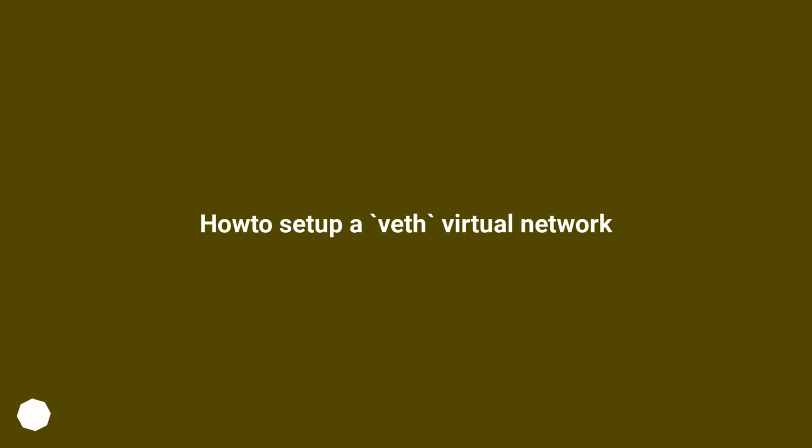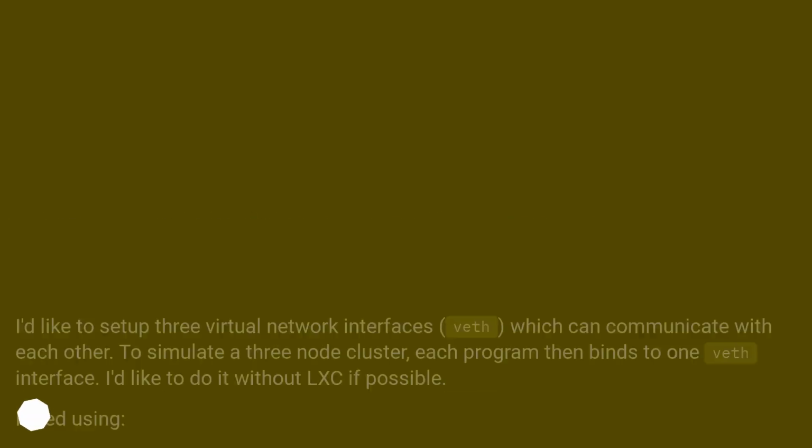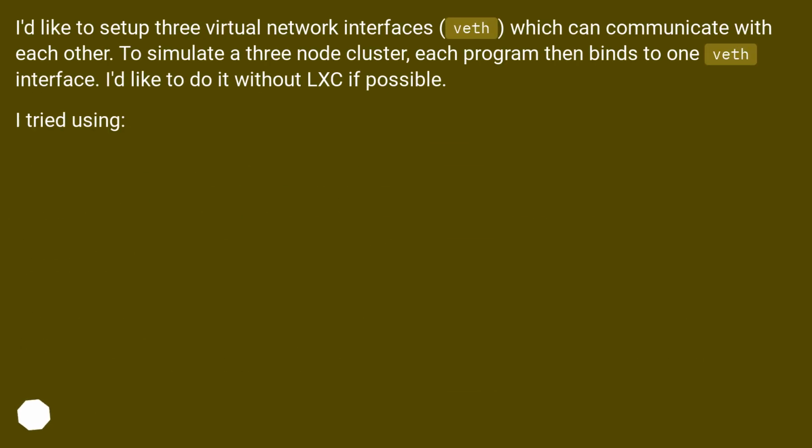How to set up a veth virtual network. I'd like to set up 3 virtual network interfaces, veth, which can communicate with each other, to simulate a 3-node cluster. Each program then binds to one veth interface. I'd like to do it without LXC if possible.